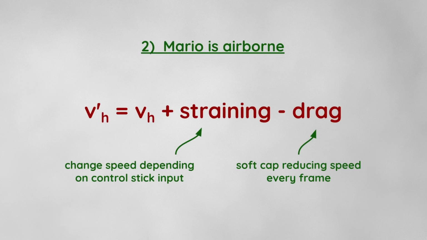Of course, under normal circumstances, Mario is airborne after long jumping and can't long jump again. So how does Mario's h speed update during his airborne frames?